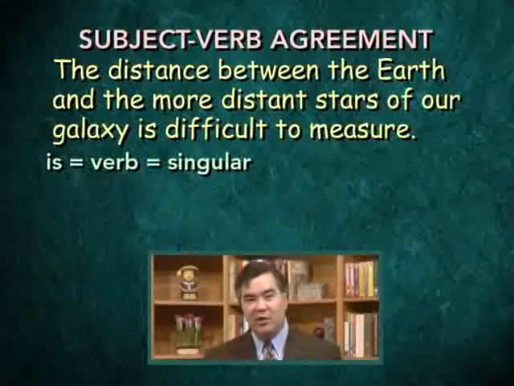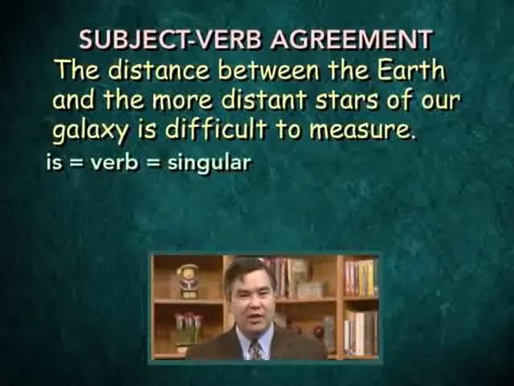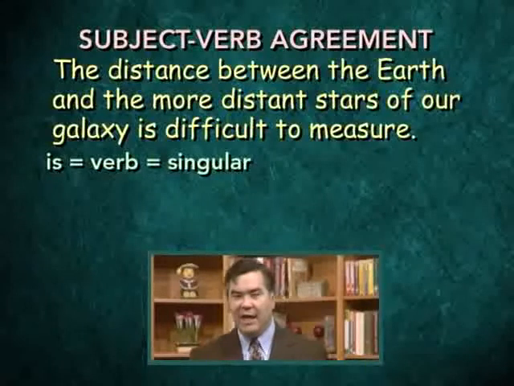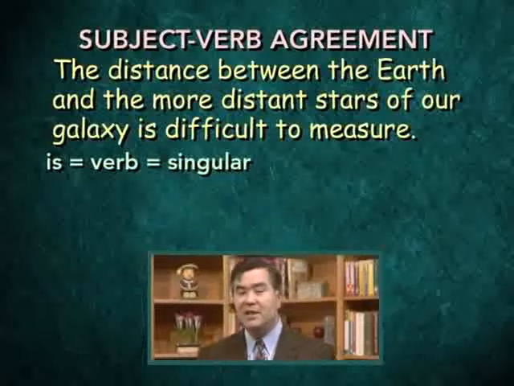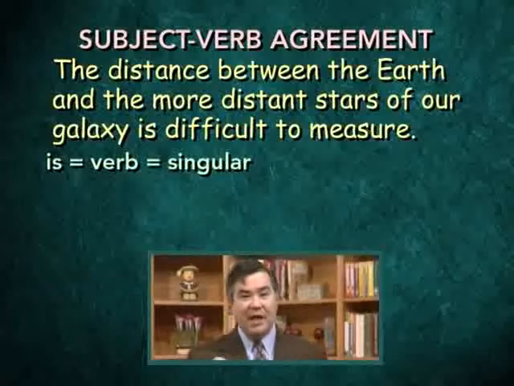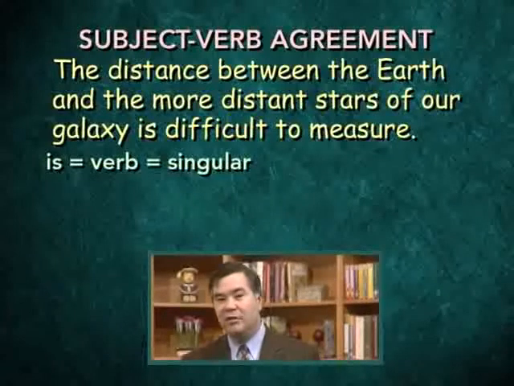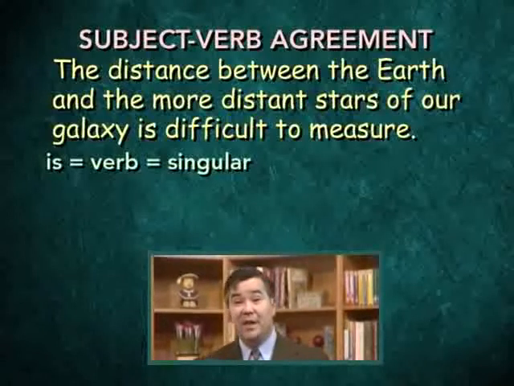What is it that's difficult to measure? Is it the distance? Is it the earth? Is it the stars? Is it the galaxy? All of those are nouns, and any one of them could be the subject of the verb. But which one really is the subject of the verb? Well, in order to figure out what's difficult to measure, we need to eliminate prepositional phrases. That will help us zero in on what the real subject of the verb is.